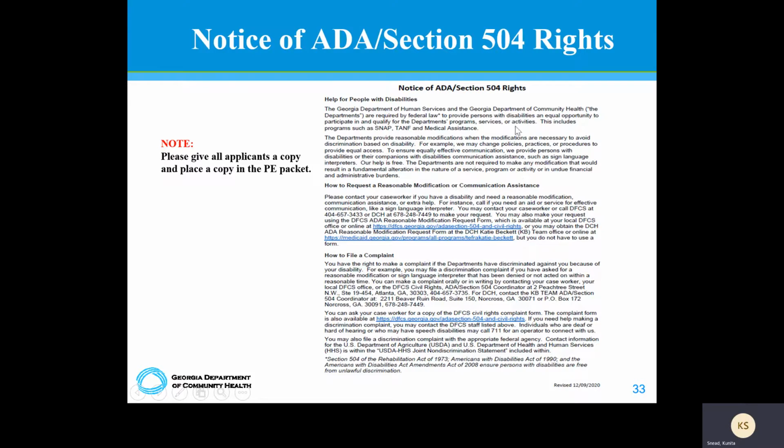And this is going to be part of your audit process as well. So if this form is missing, that will be an error that you're going to be counted off against for not having that. So again, a copy in your PE packet and a copy to your applicant.